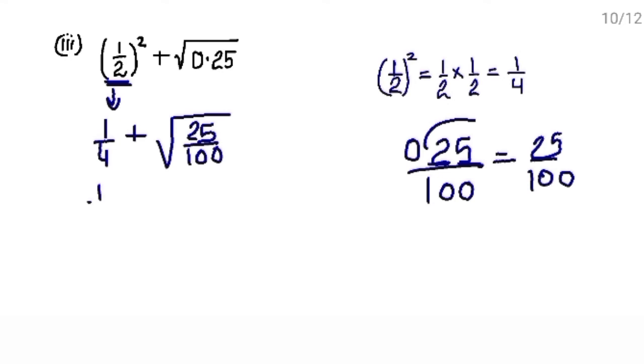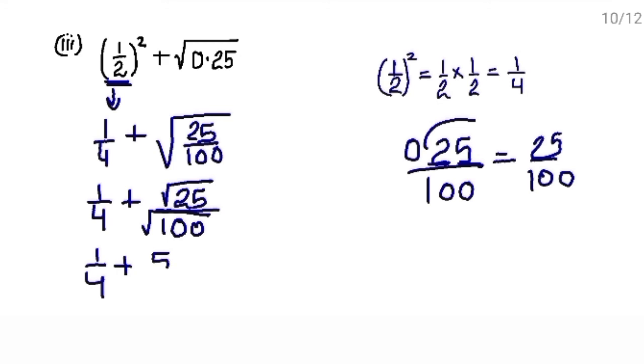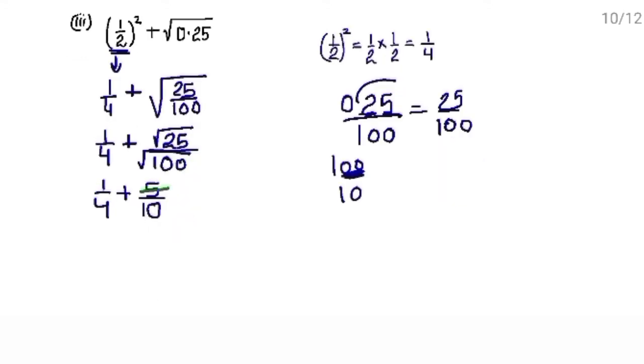So this is 25 upon 100. It means 1 upon 4 will remain same. It means find the square root of 25 upon the square root of 100, right? Square root of 25 is 5. 5 5s are 25. And the square root of 100 is, make the pair of zeros, 1 and 0. Square root of 100 is 10. This 5 upon 10 can also be written as 5 ones are 5, 5 twos are 10. So this is 1 upon 4 plus 1 upon 2. Add them.